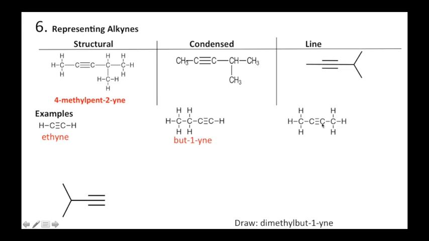All right, I'm sure you could do this one real quick too. But-1-yne. We move the triple bond from here into the middle. And now we've got but-2-yne. All right, how would you name that one? Give that a try. All right.